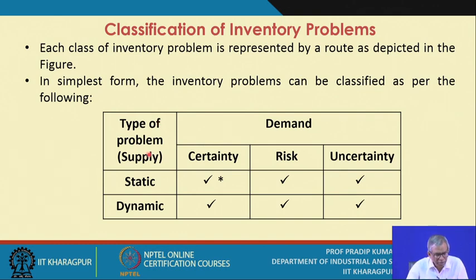The first one is the type of problem: it could be a static problem, a one time decision, or a dynamic inventory problem, that means multiple decisions over multiple time periods. Then supply must meet the demand. That is the condition you have to create. Now the demand may be known with certainty. That is one case. The demand may be known with risk.